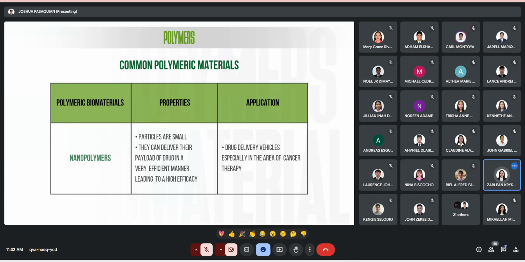Lastly is the nanopolymers. Nano, which is small, meaning to say it can deliver the payload of a drug in a very efficient manner, leading to high efficacy as it is used as drug delivery vehicles, especially in the area of cancer therapy. Next slide.